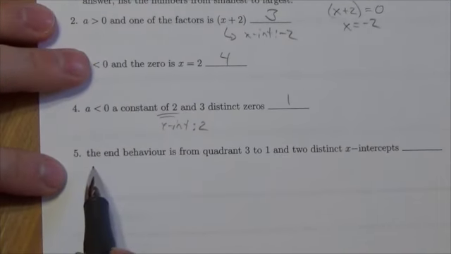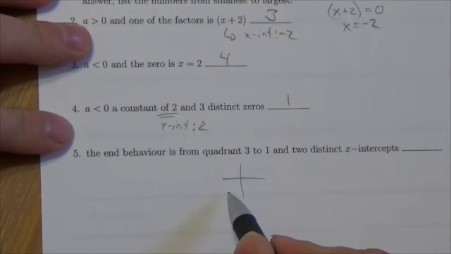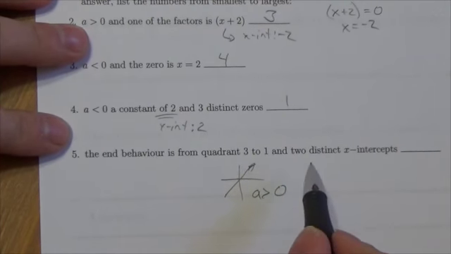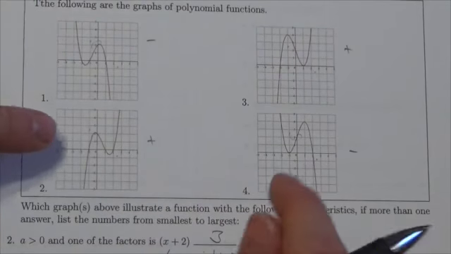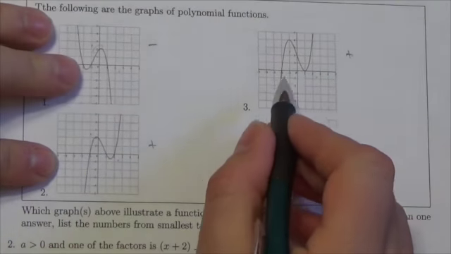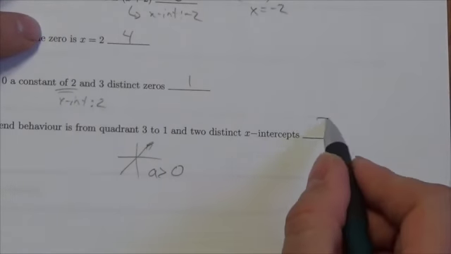And then the last one here says the end behavior is from quadrant 3 to 1. Quadrant 3 to 1 means you're starting here and you're going up. So this basically means that we've got a positive a value and 2 distinct x-intercepts, meaning that we're only hitting the x-axis twice. So this one and this one, well, here we're hitting it in 3 distinct spots. So this has got to be the one they're talking about. Once again, we're talking about graph 3.